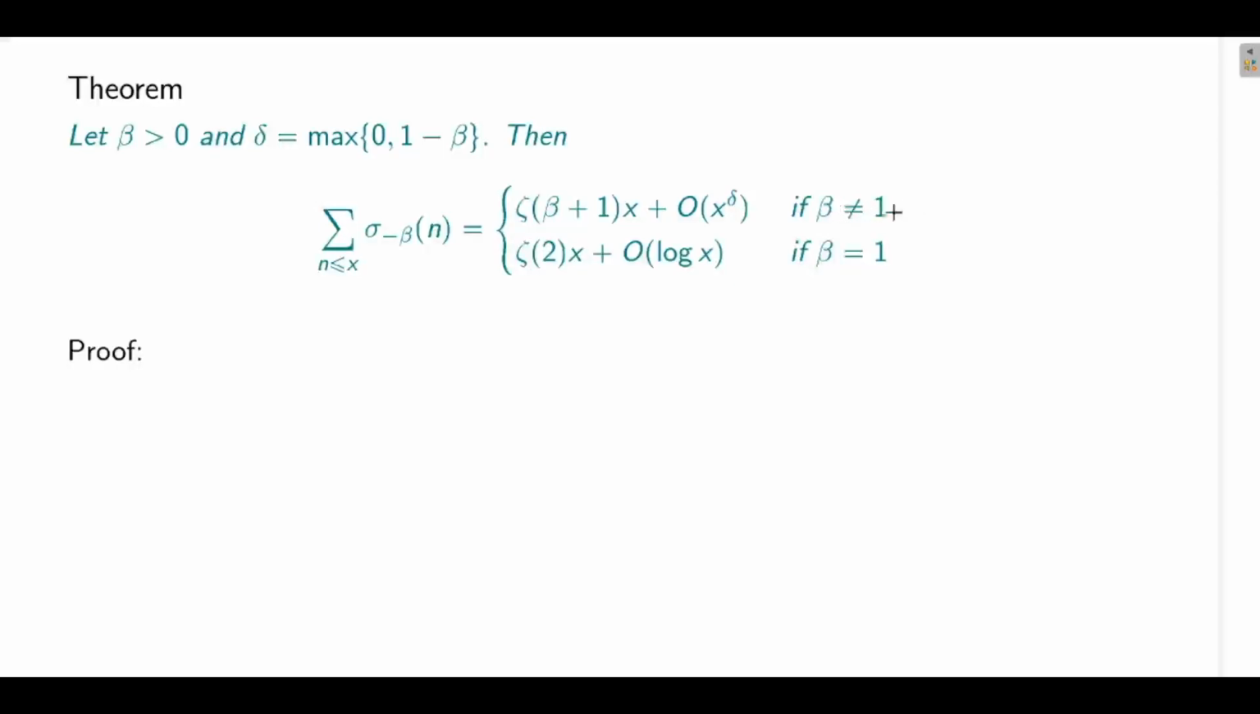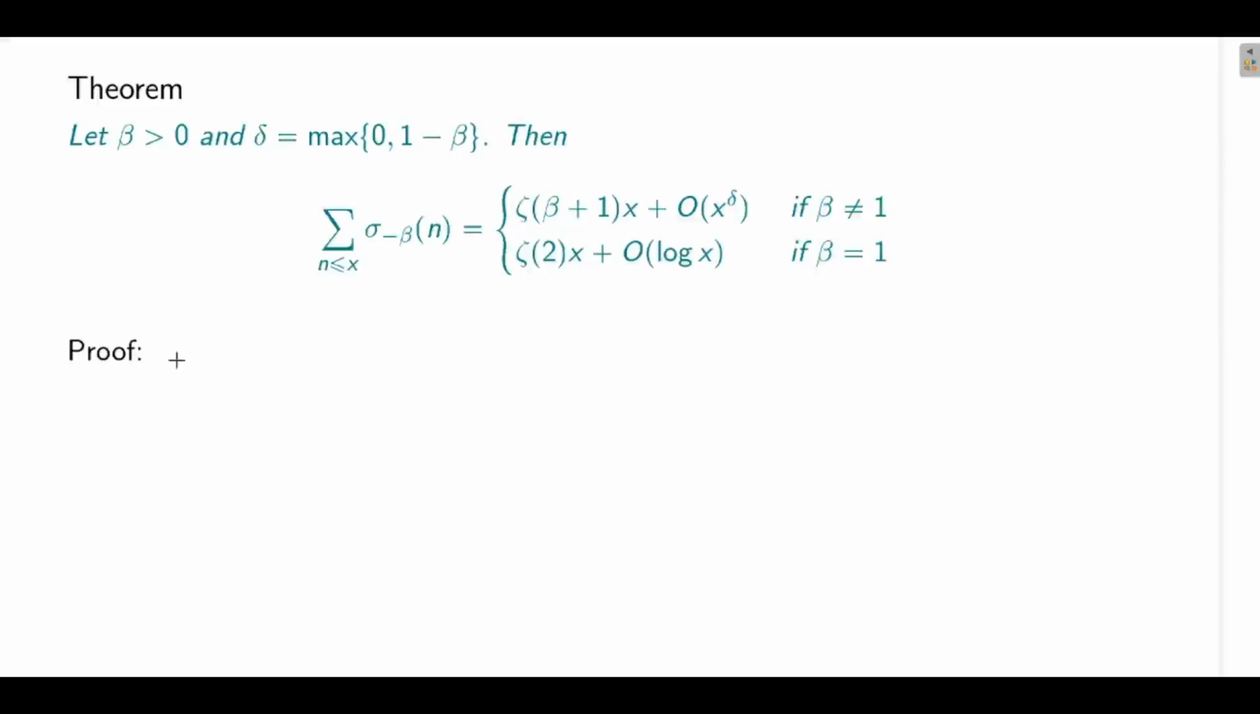If beta is not 1, then it gives us this value, that is zeta of beta plus 1 times x, plus big O of x raised to delta, where delta is the maximum of 0 and 1 minus beta. And when beta is equal to 1, what you get is zeta of 2 times x plus big O of log x. So let's try to prove this.